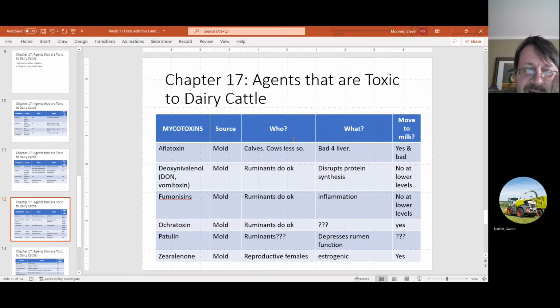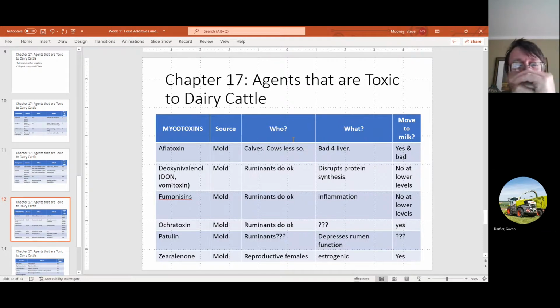Aflatoxin, vomitoxin, fumonisins, ochratoxin, patulin, and zearalenone are all derived from molds in one way, shape, or form. You're going to have situations where at lower amounts, the animals do all right. As we overload the system, we run into trouble on a number of different levels.